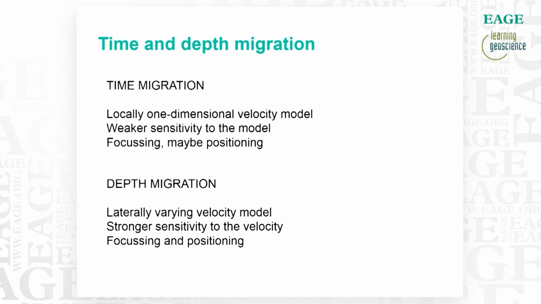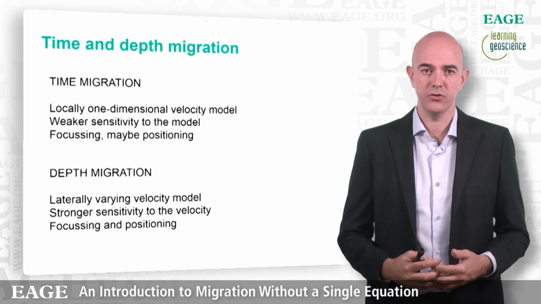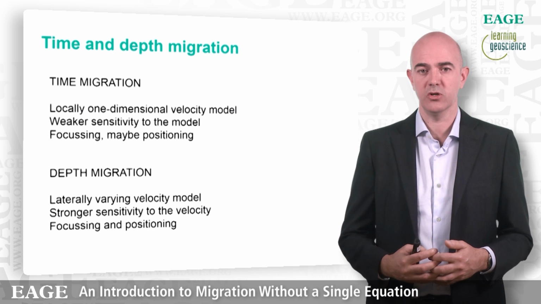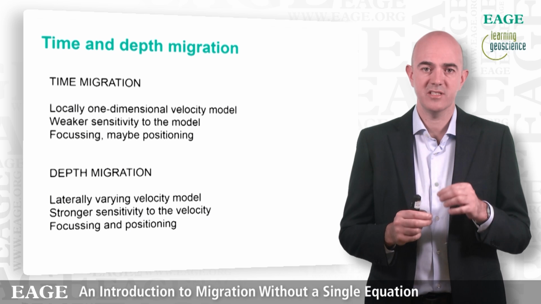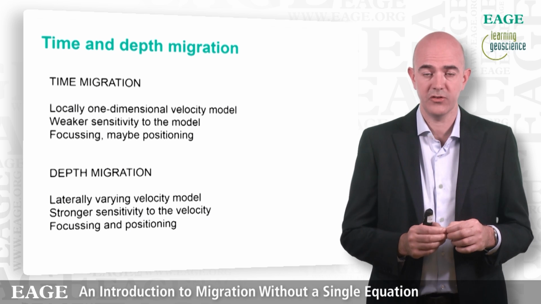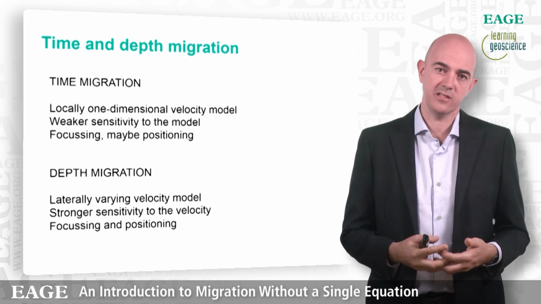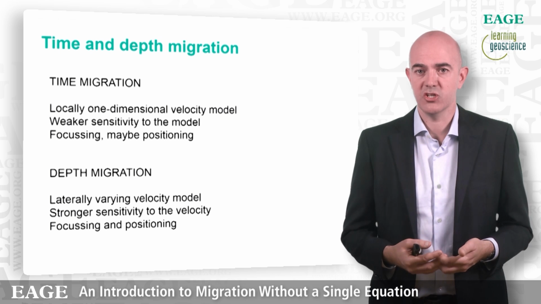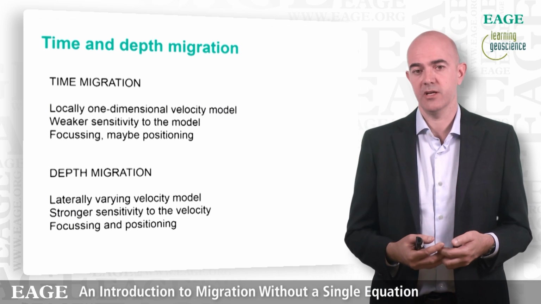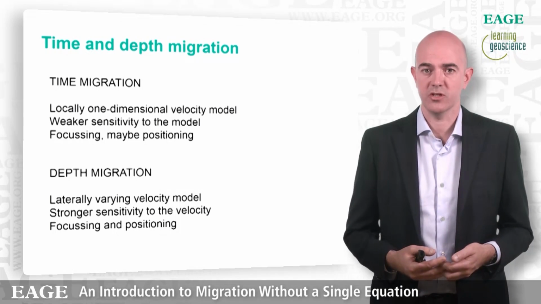The difference between time migration and depth migration is not the vertical axis, the time or depth of the vertical axis. It is that the time migration uses a locally one-dimensional velocity model. It means that our migration operator is symmetrical. If we have a certain velocity, we will use the same velocity up to the aperture on one side and on the other side. It has a weaker sensitivity to the model, in a sense that the velocity model affects the image, but in a much weaker way than the depth migration. And if the focusing is easier to get, sometimes the positioning might be wrong.